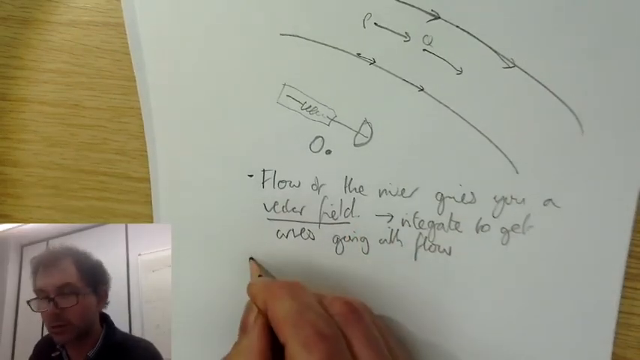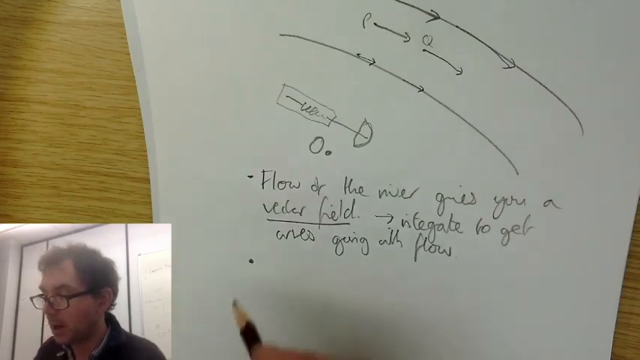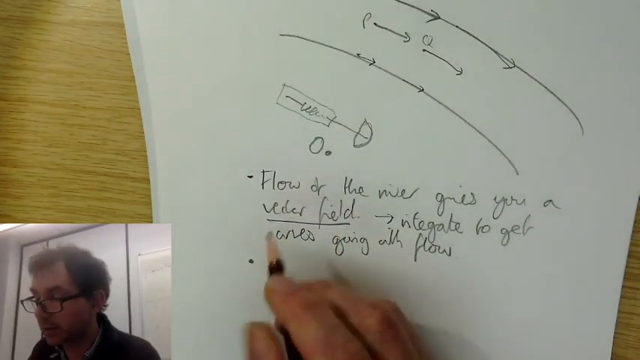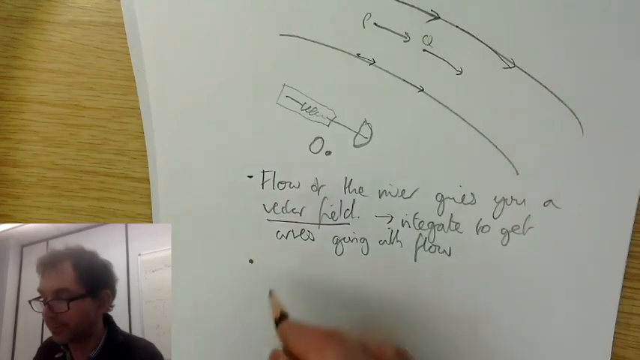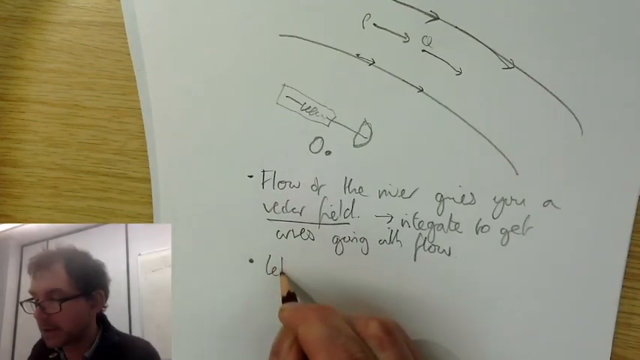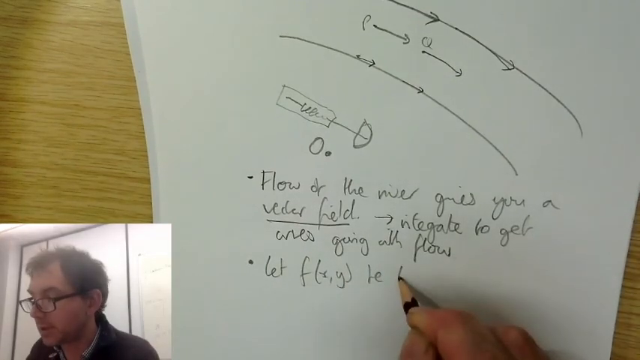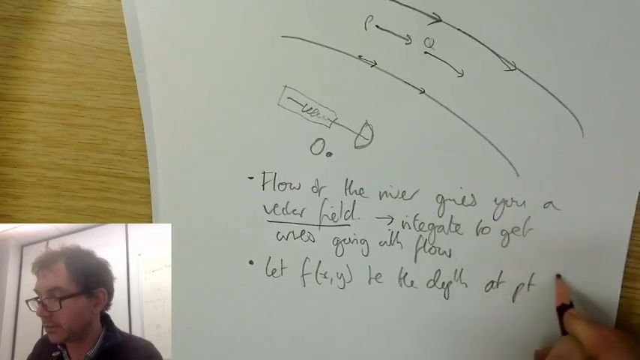So that's sort of an illustration of a vector field. What can we do with it when we're calculating directional derivatives? Well, we want a quantity that changes with the river. So you could think about maybe the depth of the river. So let f(x, y) be the depth of the river at point (x, y).